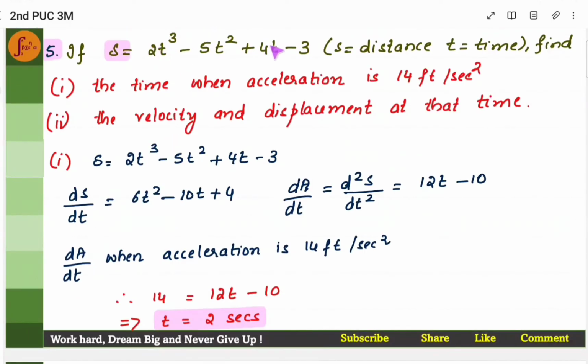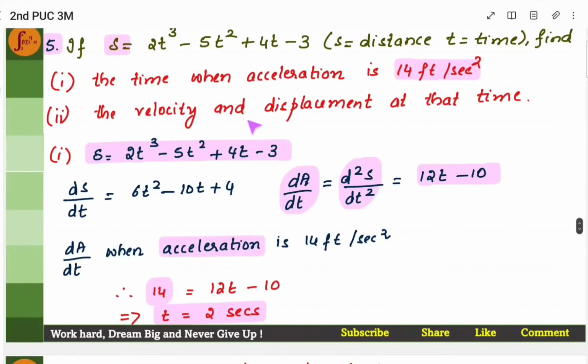Next problem. The equation for displacement is given. Find the time when acceleration is 14 feet. Simple. What is acceleration? If I differentiate displacement twice, I'll get acceleration. So once I find the derivative, then I find the derivative again, second time. So I'll get 12t minus 10. They've told to find the time. I have to find t when acceleration is 14 feet. That means the acceleration is given as 14. So I put 14 here and I'll find t, which is 2 seconds.